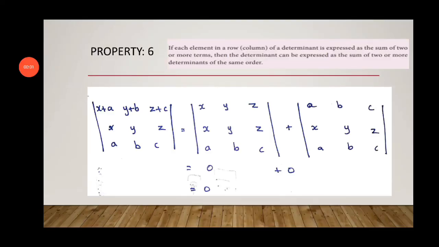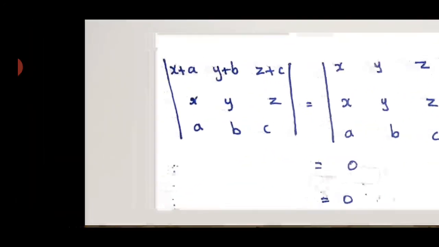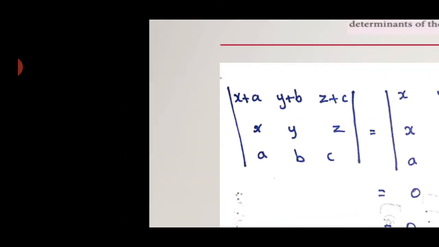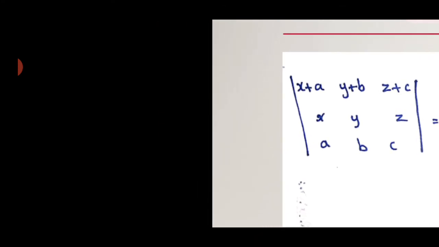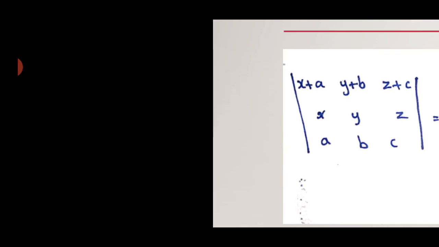Property number 6. If each element in a row or a column of a determinant is expressed as the sum of two or more terms, then the determinant can be expressed as the sum of two or more determinants of the same order. Okay, if you see the example, you can understand this property. Now here on the left side, I have the determinant with first row x plus a, y plus b, z plus c, the second row x, y, z, and the third row a, b, c.